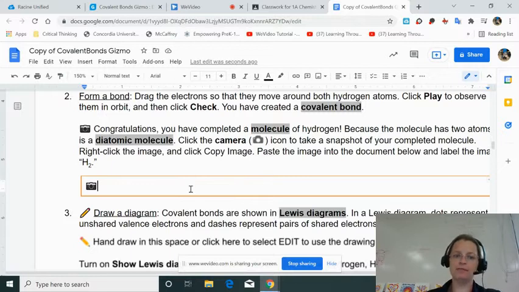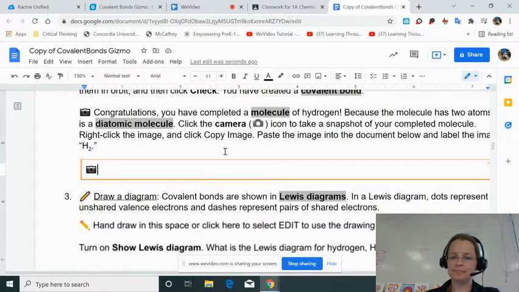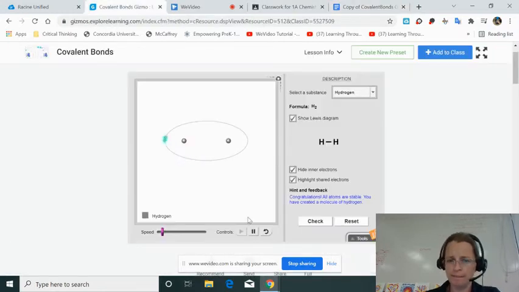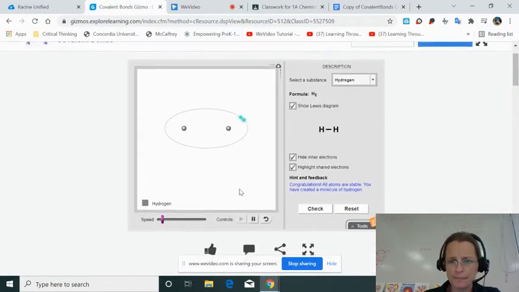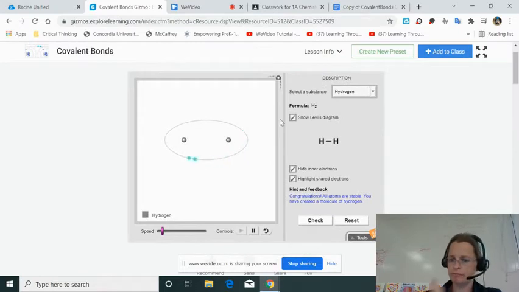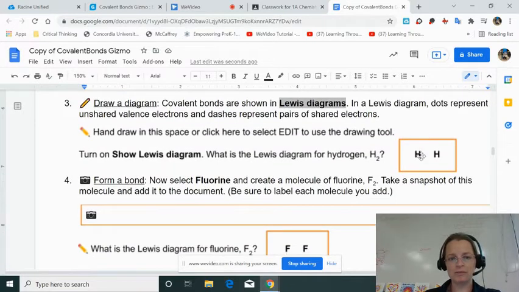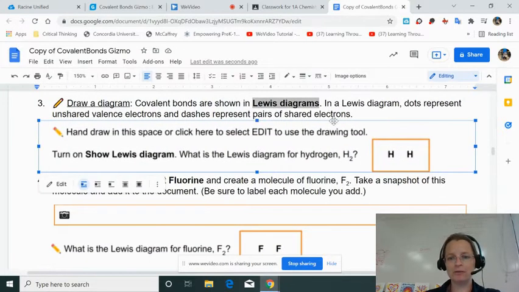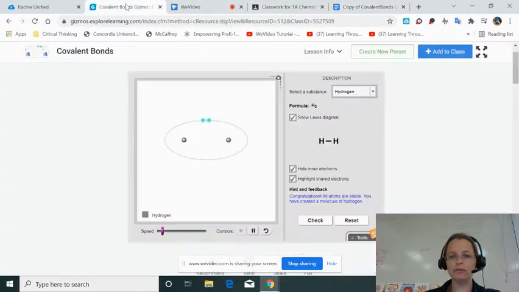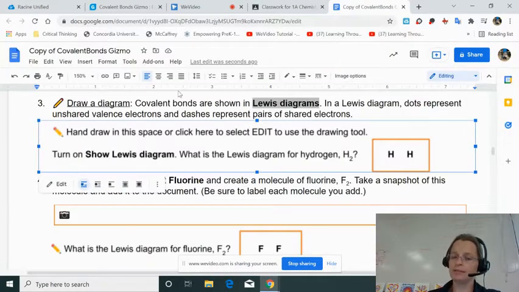Yeah, we're not going to do any of this. I don't think it's too easy. I don't even see the camera button, so we'll just go ahead and leave that. So turn on show Lewis diagram. What is the Lewis diagram for H2? It's right here. It's an H with a line and another H. Not going to make you do that either because it's kind of a pain in the butt.